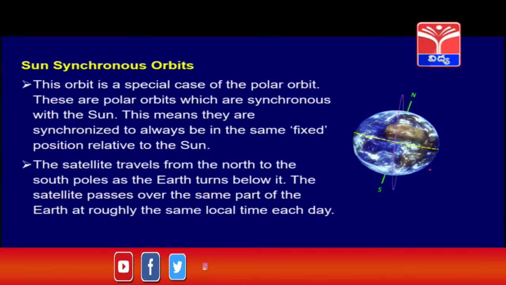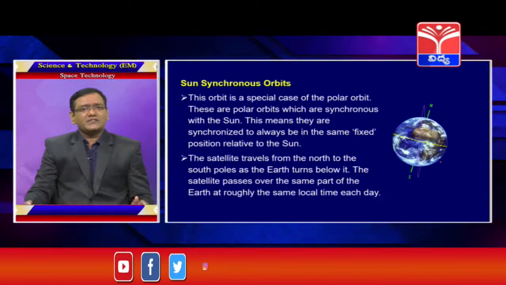So what is a sun synchronous orbit? This orbit is a special case of the polar orbit. These are polar orbits which are synchronous with the sun. This means that they are synchronized to always be in the same fixed position relative to the sun. So relative to the sun, these satellites are in a fixed position.